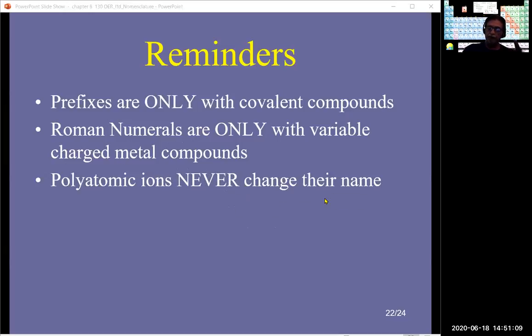And polyatomic ions, when you try to name them, no, you don't. They each have their own name. So SO4, the sulfate, would not be sulfur tetraoxide or something like that. No, it's just sulfate, okay? That doesn't change its name. Each polyatomic ion has its own individual name.